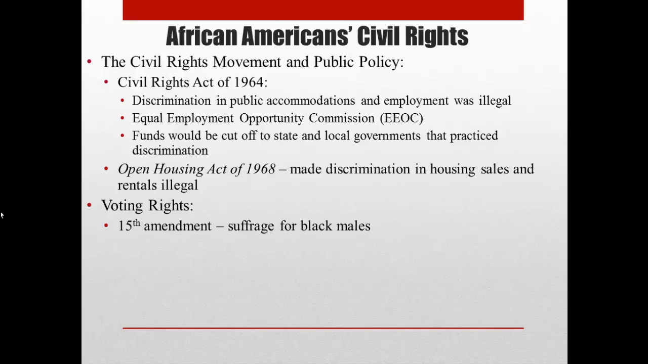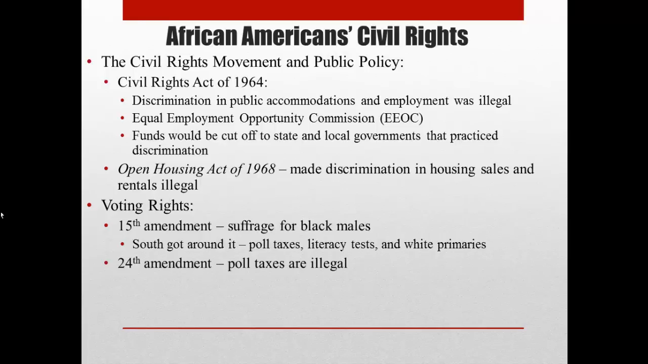Voting rights. When we're talking about voting rights, the 15th Amendment granted suffrage for black males, not females. That doesn't come till later. But the South found ways to get around the 15th Amendment by doing poll taxes, literacy tests, and white primaries, which meant that only white males could vote in political primaries. The 24th Amendment declared that poll taxes were illegal.